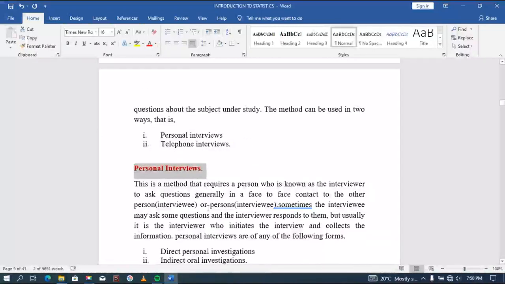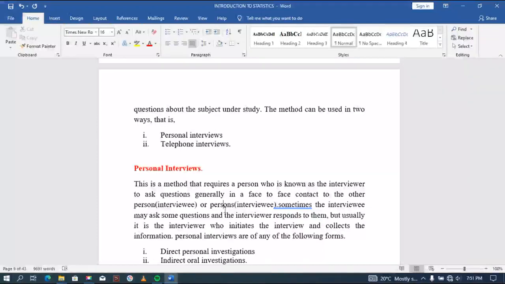So personal interviews. This is a method that requires a person known as an interviewer to ask questions, generally in a face-to-face contact, to the other person known as the interviewee. Sometimes the interviewee may ask questions and the interviewer responds to them, but usually it is the interviewer who initiates the interview and collects the information.